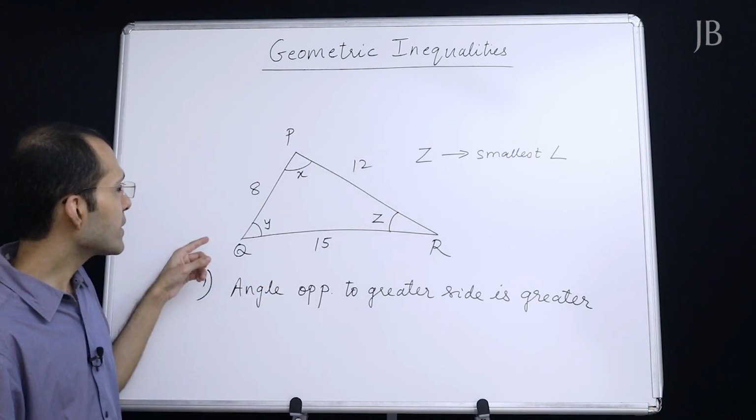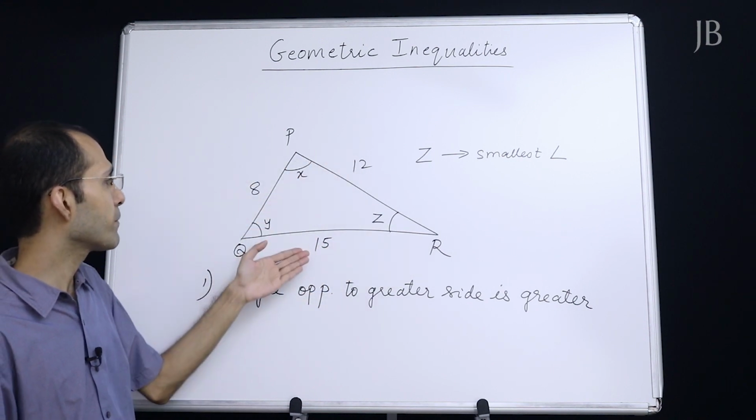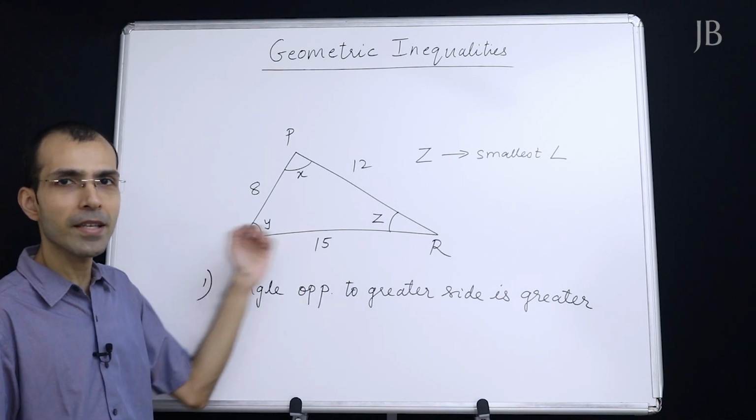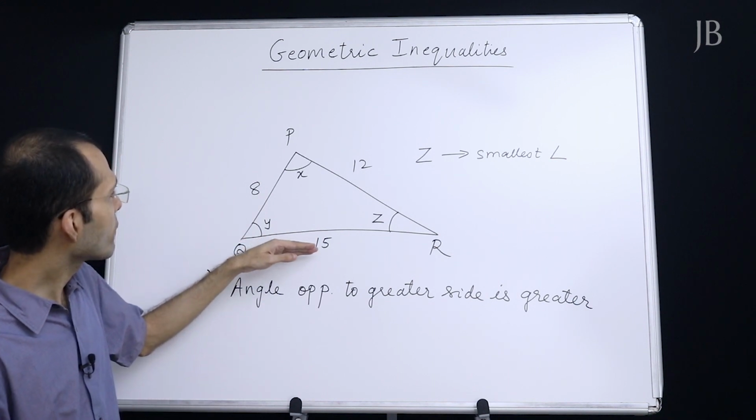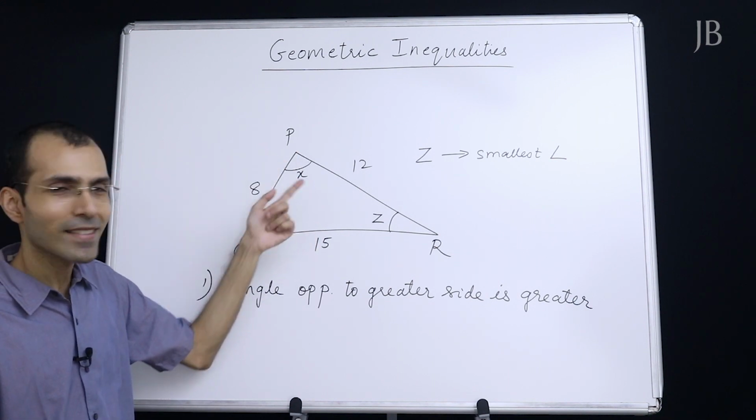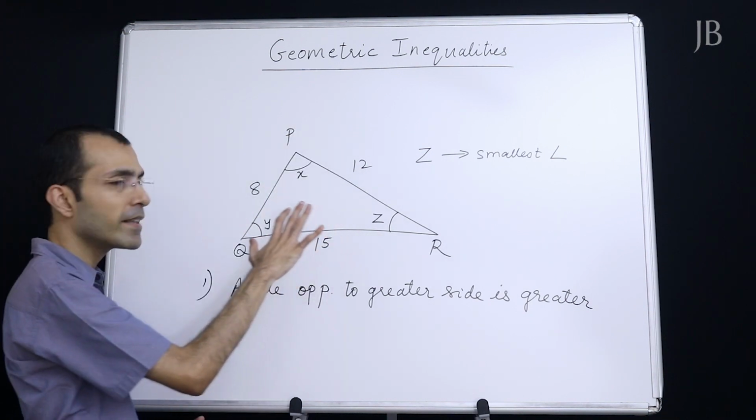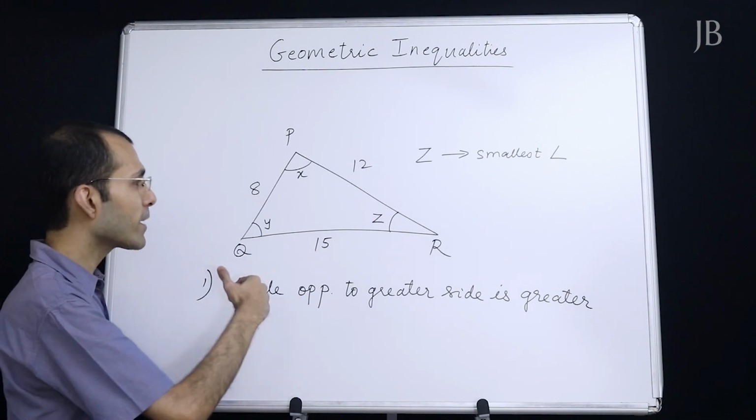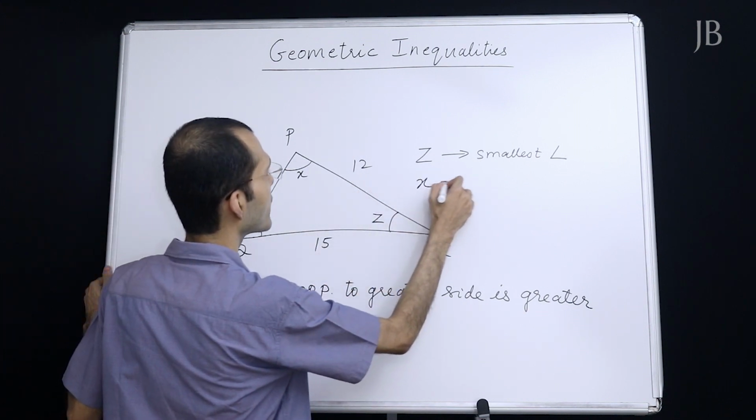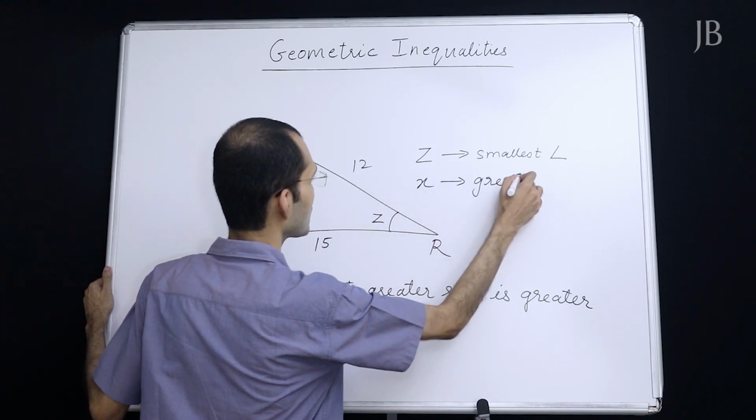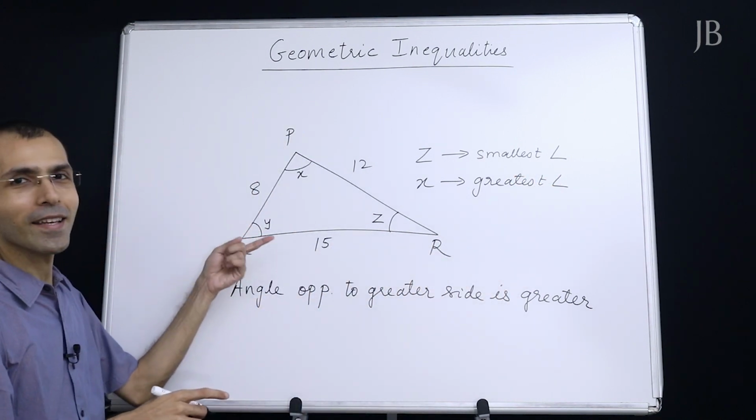Okay. Which is the biggest side here? 15. Right? 8, 12 and 15, naturally 15 is the biggest side. If 15 is the biggest side, which angle is opposite to 15? X. So X would be the greatest because side wise 15 is the greatest side. So angle opposite to greater side is greater. So here X would be the greatest angle, and in between will come Y.